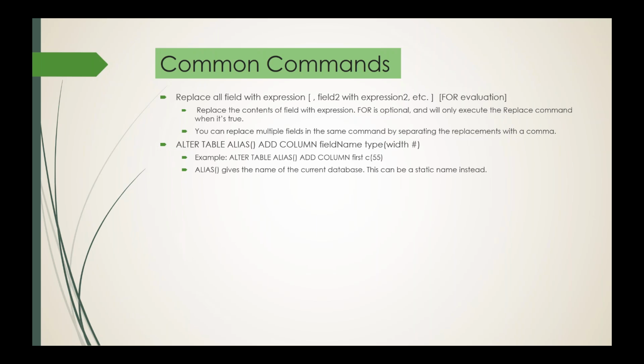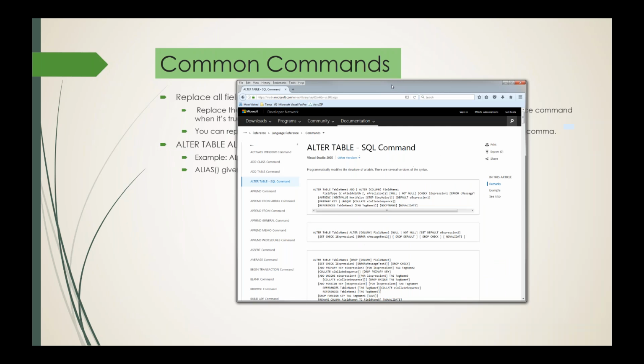Now, for this alter table alias, as you can see in the example I have down there, alter table alias add column first, that's adding a column named first. The type is C, which actually stands for character. The two types that you're mainly going to be using are C and N, which stand for character and numeric type fields. There is a list of other types that can be used, and that's actually available from that Visual FoxPro website. I'll pull it over here real quick so you can see.